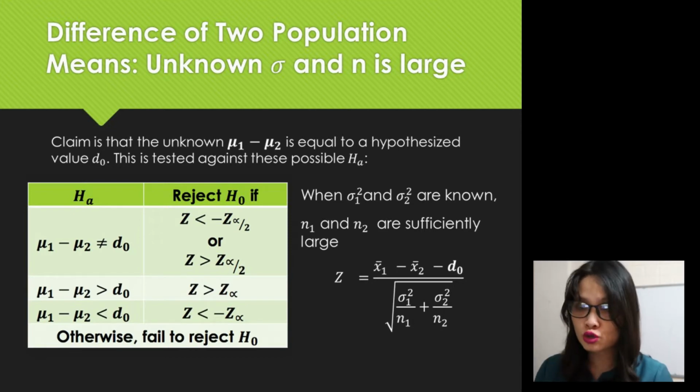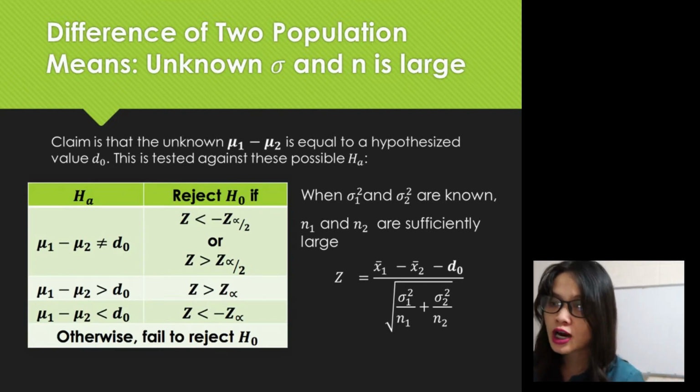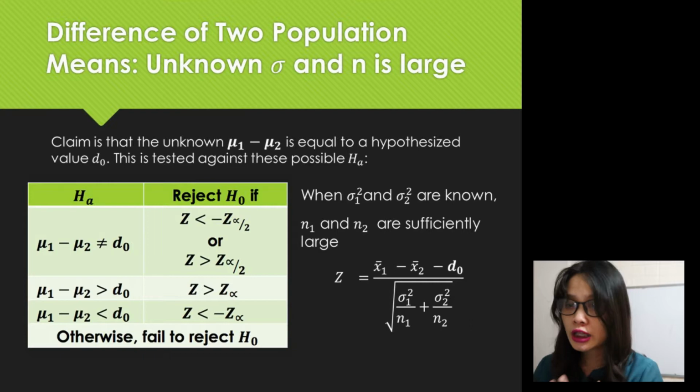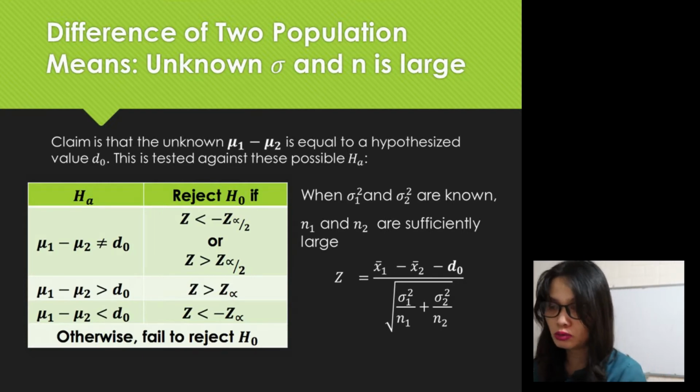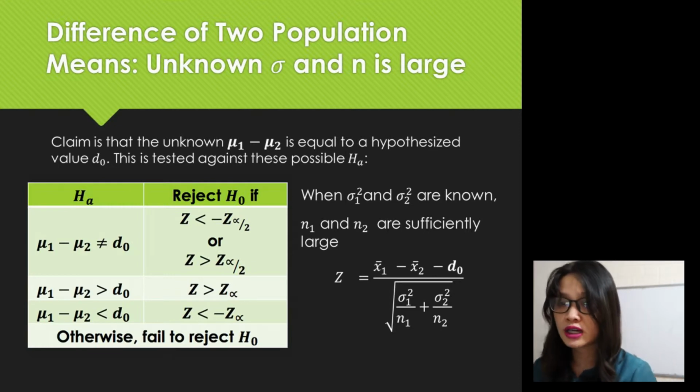Okay? When the two variances are known, meaning given, and the sample sizes are sufficiently large, then we will be using Z is equal to sample mean 1 minus sample mean 2 minus D sub O all over the square root of the given variances. Okay?